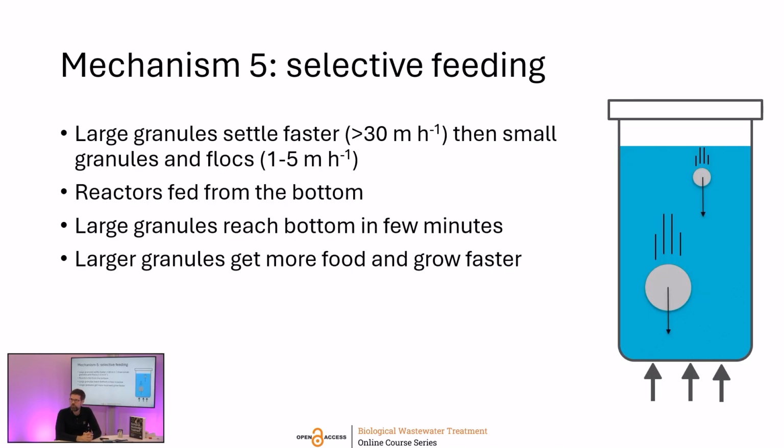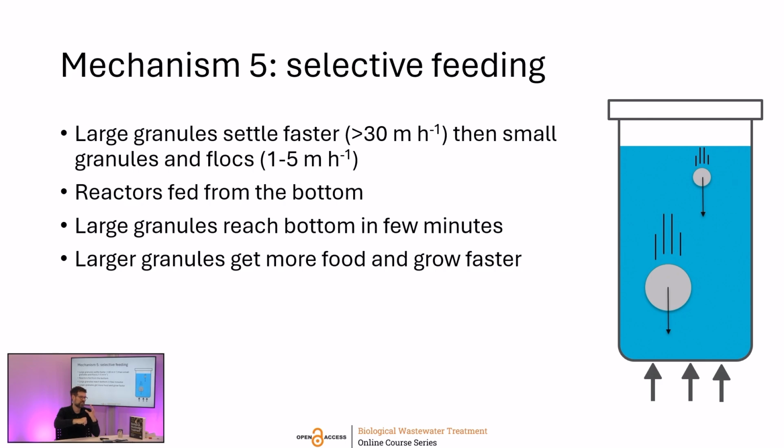One of the more important mechanisms, at least from this study, that was not known in literature yet, is the selective feeding. We knew selective wasting was a thing, but selective feeding helps you a lot in the granulation process. With selective feeding, we mean that the larger the granule, the more food it will see. If you feed from the bottom, all the fresh substrate comes from the bottom of the reactor and goes up. If you come from a mixed situation, the larger granules will have a race to the bottom.